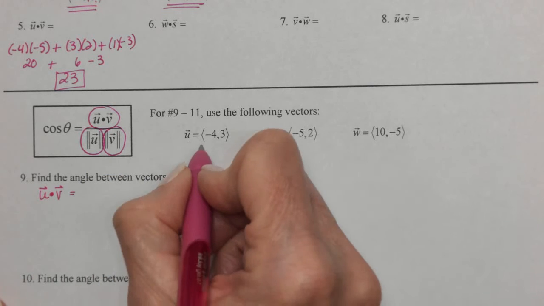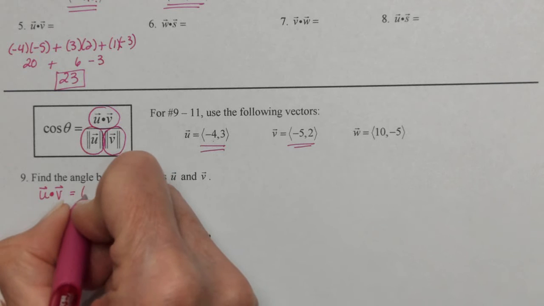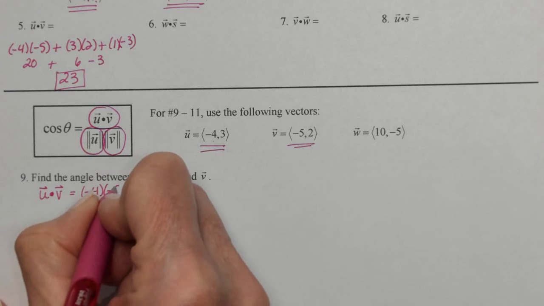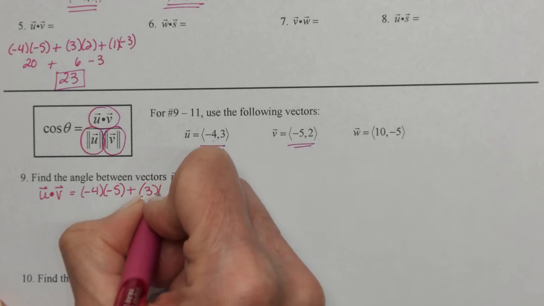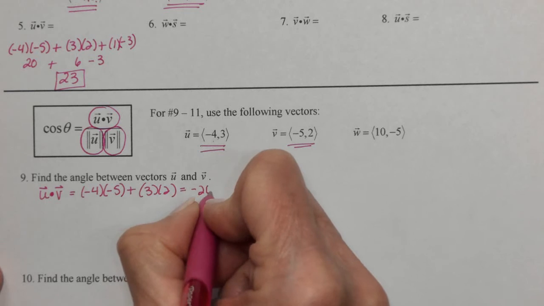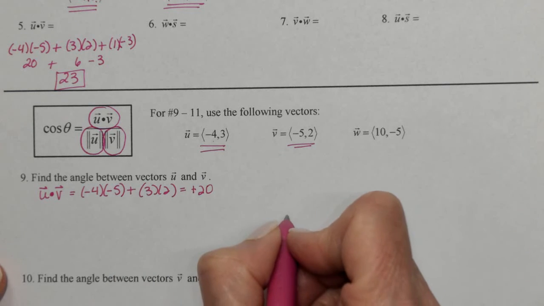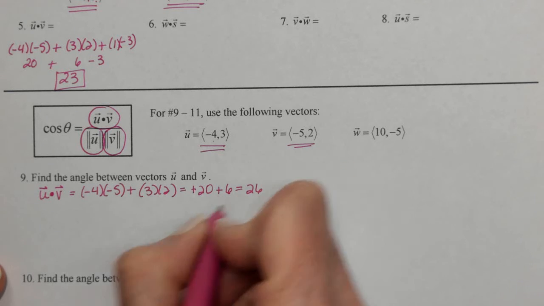Okay? So I'm first going to find the dot product. Okay, so u dot v: negative 4 times negative 5 plus 3 times 2 is equal to negative 20, I'm sorry, not negative 20, positive 20, plus 6, and that is 26.